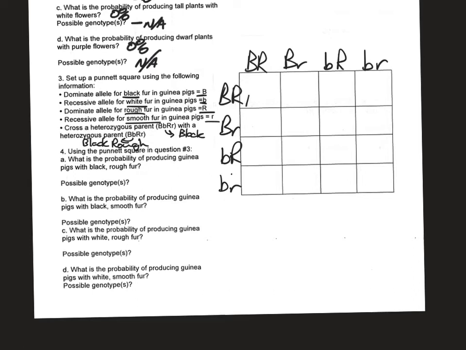And of course, you would end up with this. Let me go ahead and pause it here. So now that we have the Punnett Square filled out, they're going to start asking you questions like, what's the probability of producing a guinea pig with black and rough fur? Now that's what? A phenotype that has both dominant phenotypes.